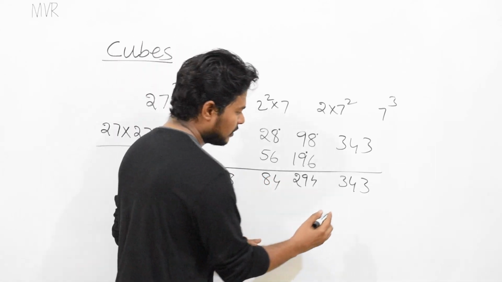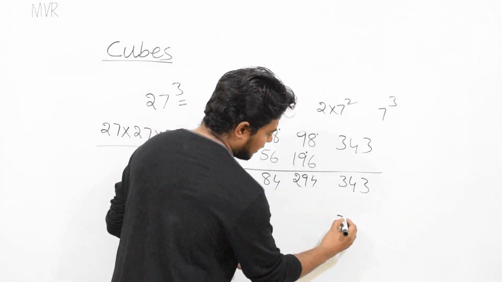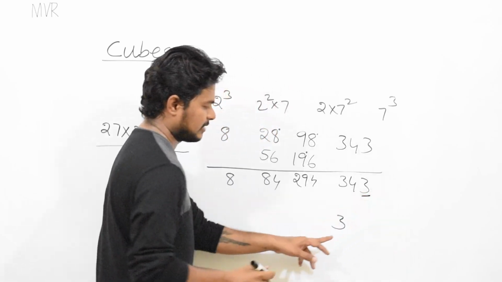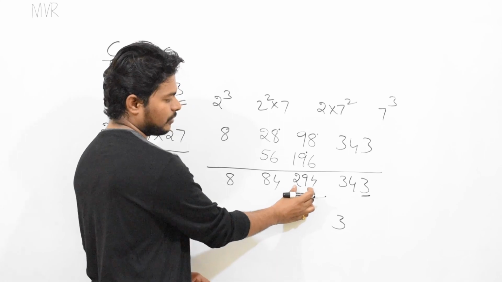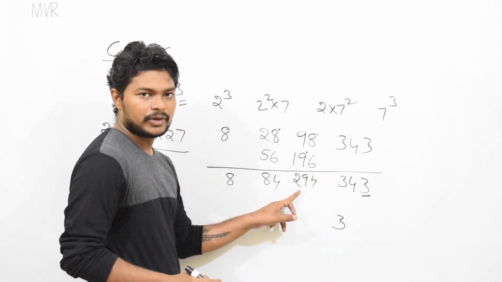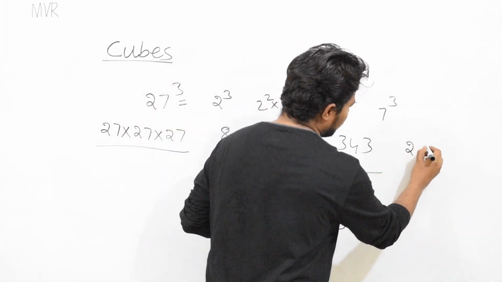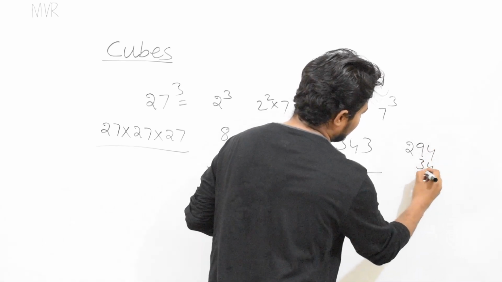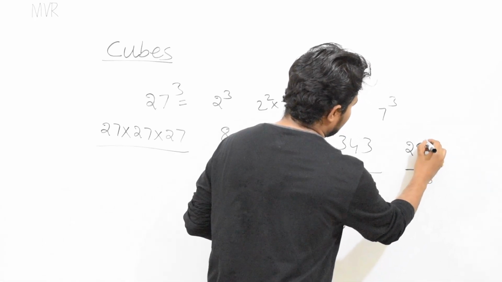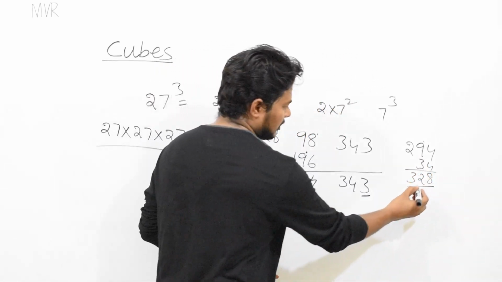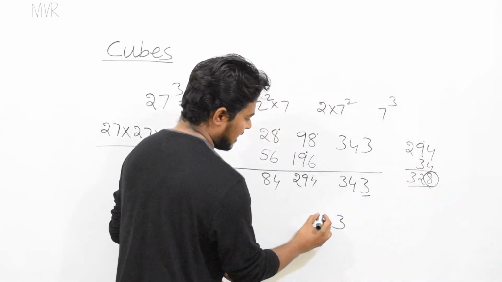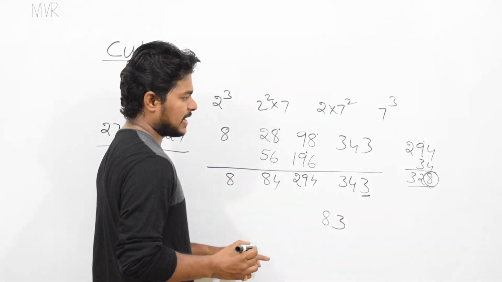Okay. Now here in this 343, write this last 3 as it is. Now this 34 you need to add to 294. 34 should be added to 294. So 294 plus 34 will be 328. Now write this 8 as it is.